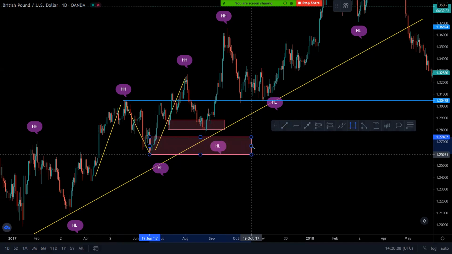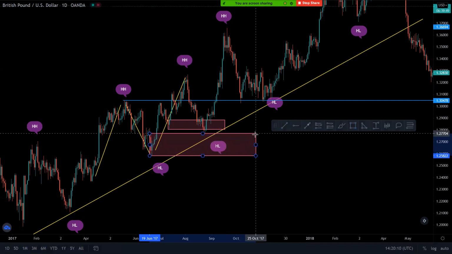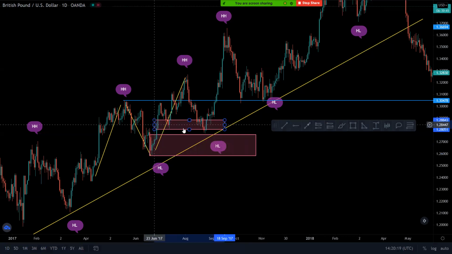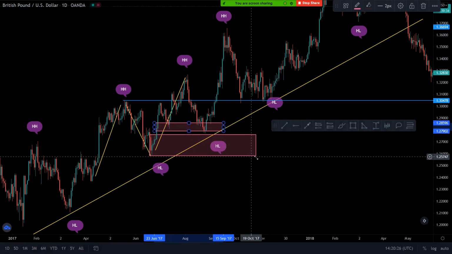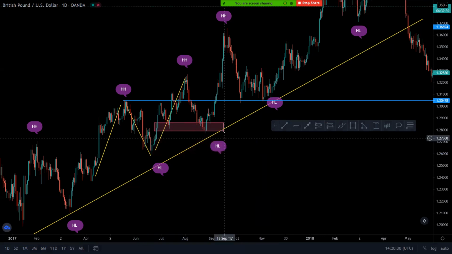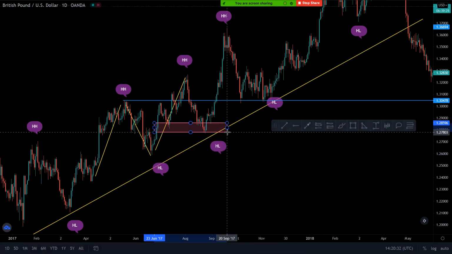So I just make it as tight as I want it to be and as I see it should be. And we have another. So there is another here. If you know how to draw out your order blocks like that, so I think we can remove this one right here. So it would be like that.